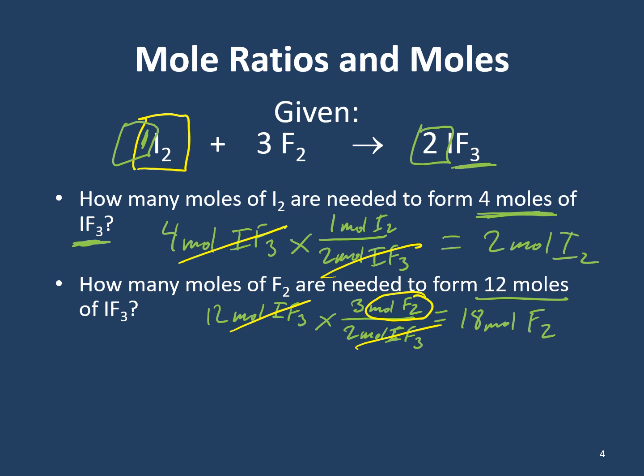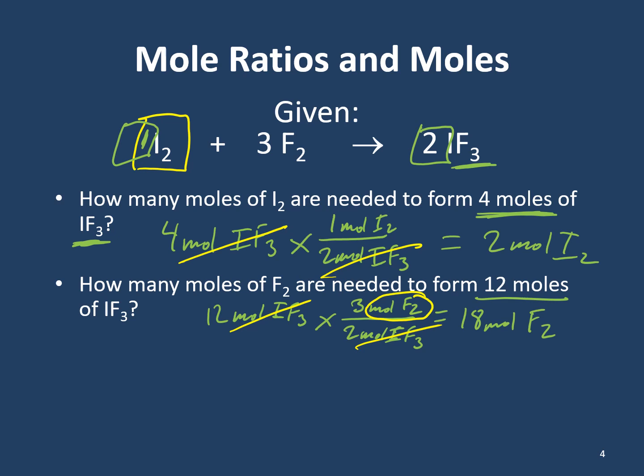So using mole ratios is the heart of stoichiometry problems. We need the balanced chemical equation first. That allows us to get these mole ratios, which allows us to convert from units of one substance, like in this case IF3, to another substance, like I2 and F2 in these two problems.